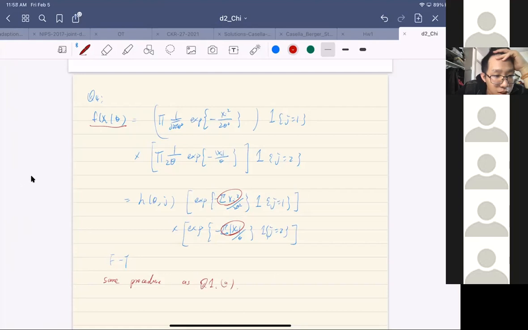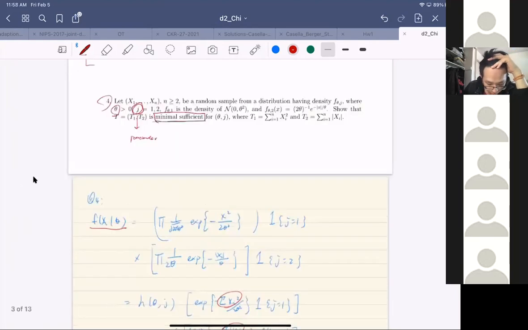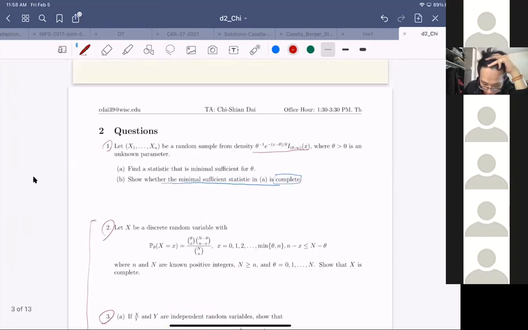But actually, question 1 is not an exponential family. It looks a bit like that, but the theta dividing in the exponent doesn't fit. You are right. So if it's not complete, then you can say it's not full rank.